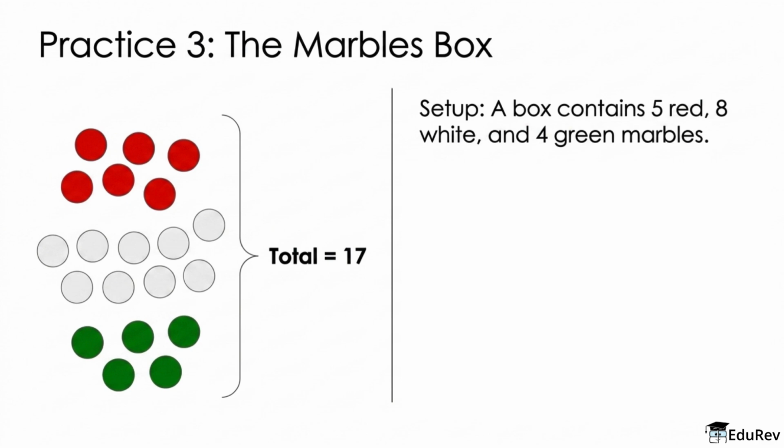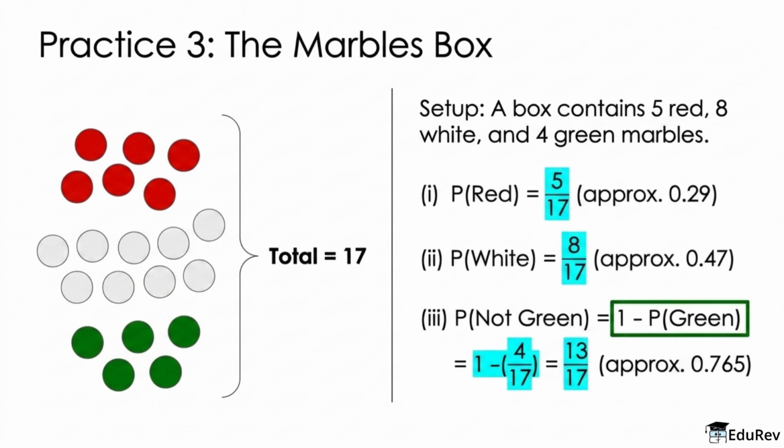For our final practice problem, let's pull everything together with a classic marble experiment. Here is practice 3. Our setup is a box containing 5 red, 8 white, and 4 green marbles, giving us a total of 17 marbles. First, the probability of drawing a red marble is 5 favorable outcomes over 17 total, which is approximately 0.29. Second, the probability of drawing a white marble is 8 over 17, or approximately 0.47.